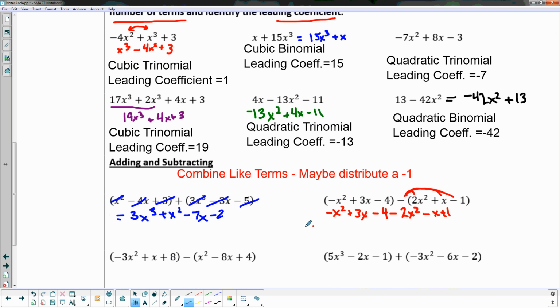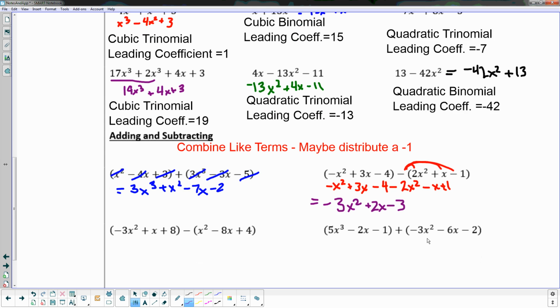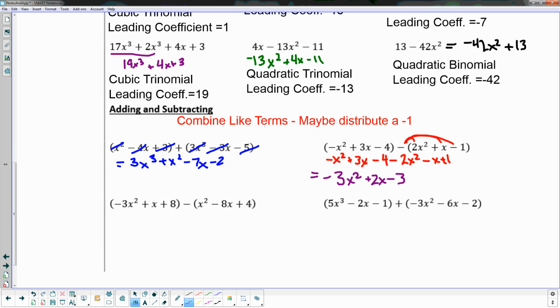Here, I just think about combining like terms. So I have negative x squared and negative 2x squared. That's going to be a negative 3x squared. A 3x and a minus 1x, so that'll be plus 2x. And then a negative 4 and a positive 1 will give me a negative 3. Okay, go ahead and pause the video and try the other 2 problems.